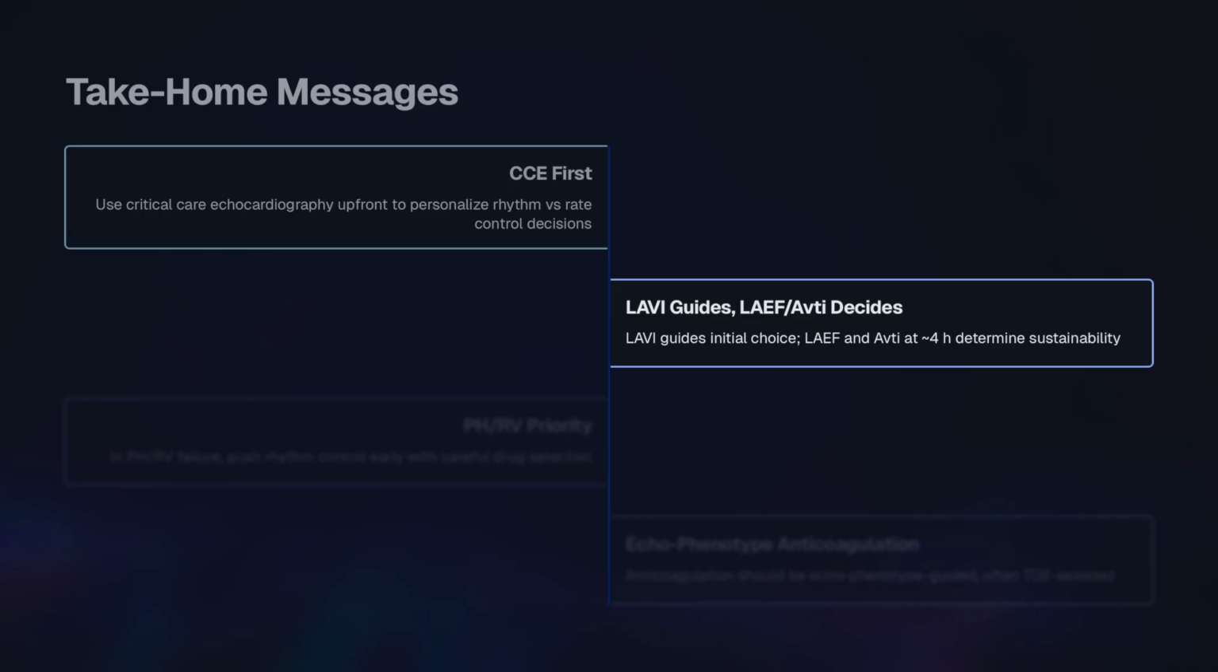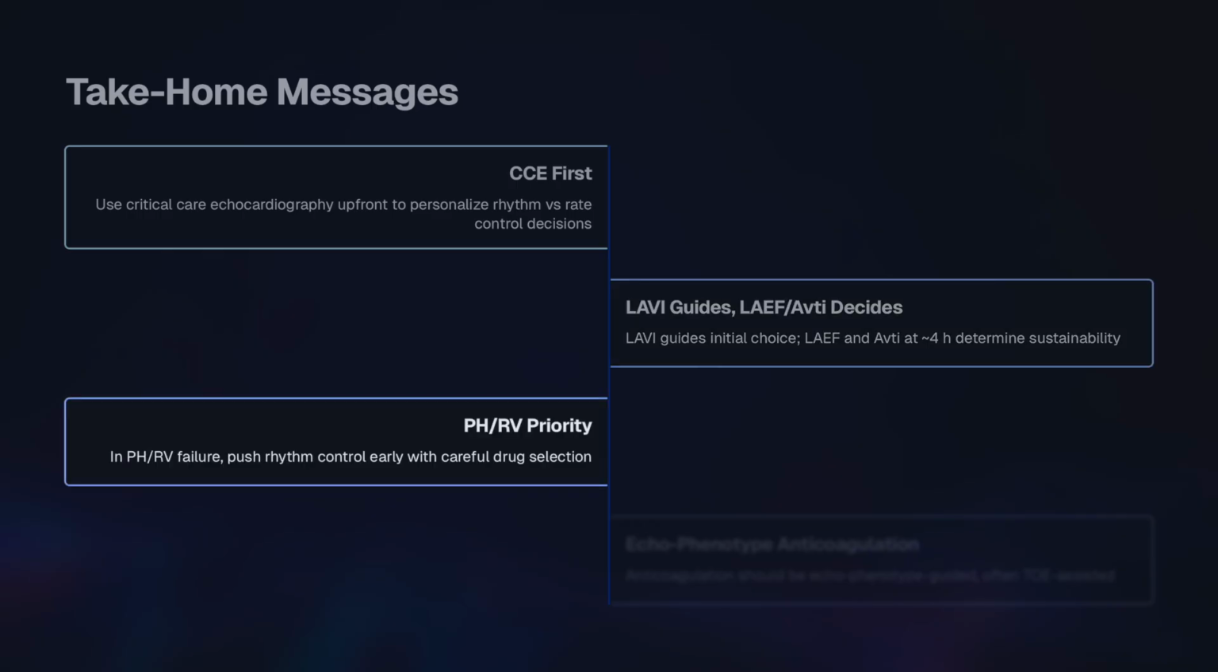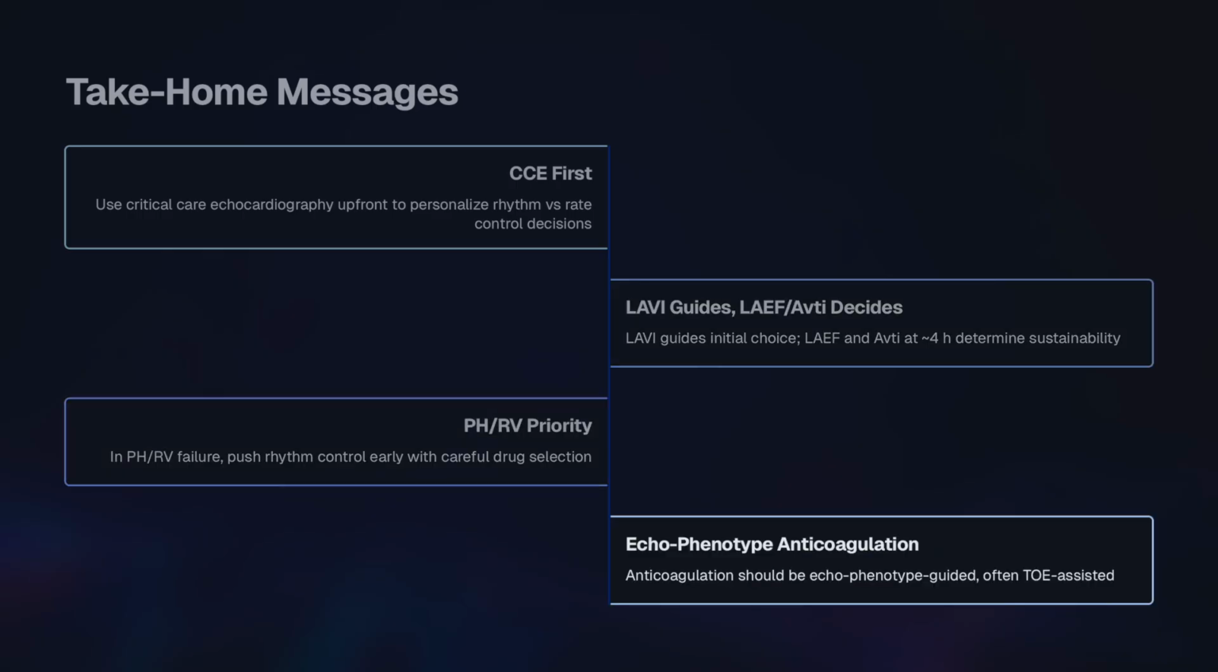So the take home message is to do an echo upfront to personalize the rate and rhythm decision. Do these measurements and determine which direction you want to go. Check what more you can do, and finally the anticoagulation.